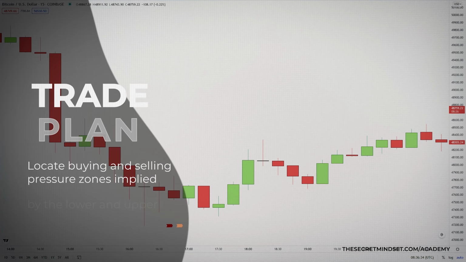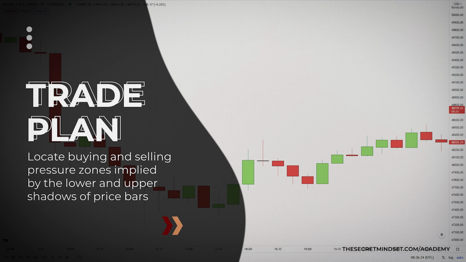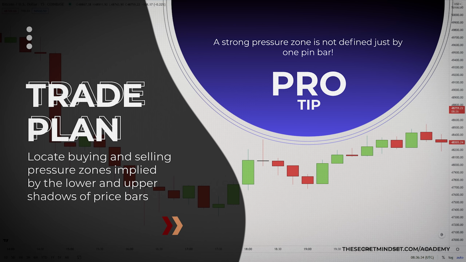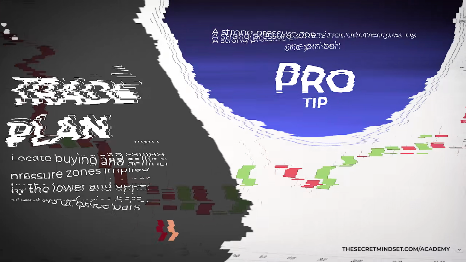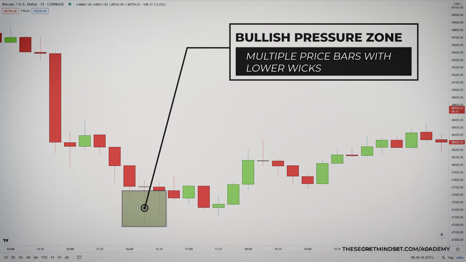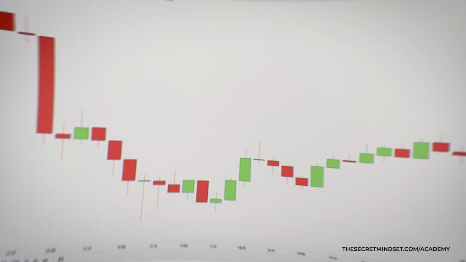Your job is to locate the buying and selling pressure zones implied by the lower and upper shadows of price bars. Although in the previous case I used the pin bar as an example, a strong pressure zone is not defined just by one pin bar. To find high probability pressure zones, you must not be particularly interested in how a single bar looks. You must pay more attention to the appearance of a group of price bars.